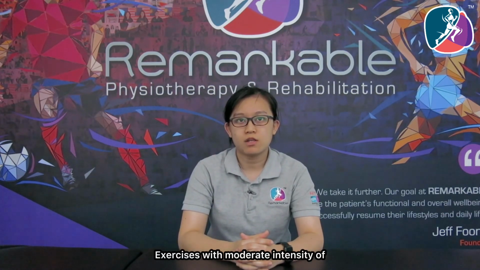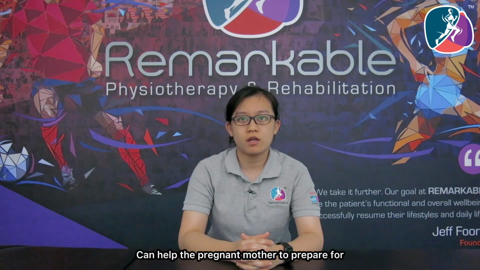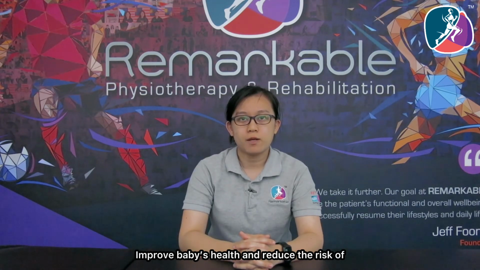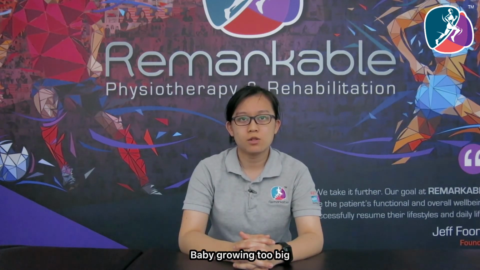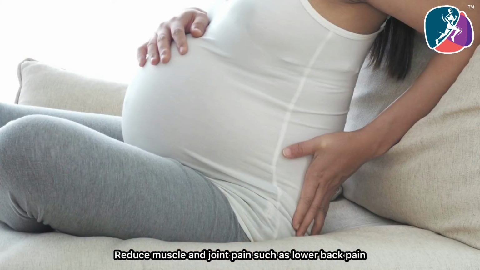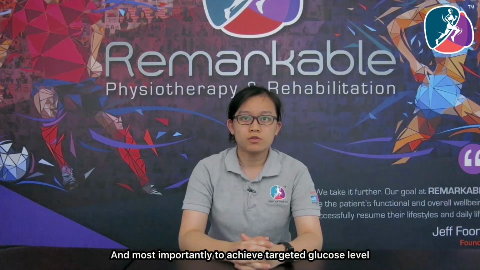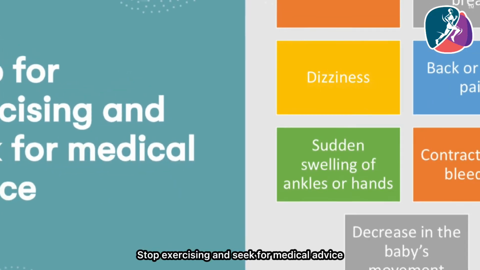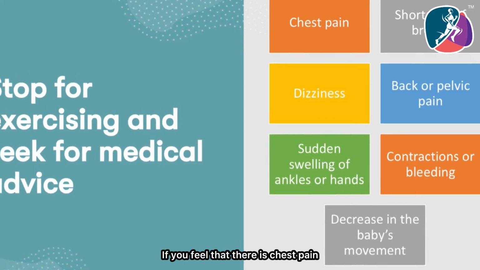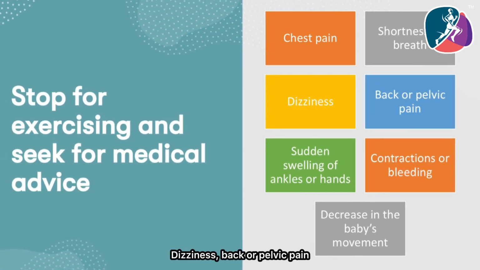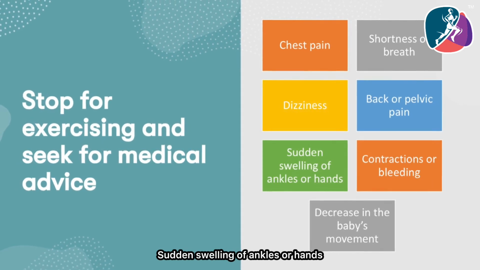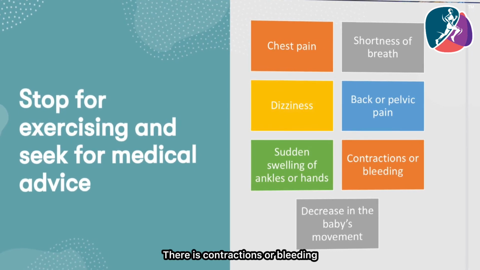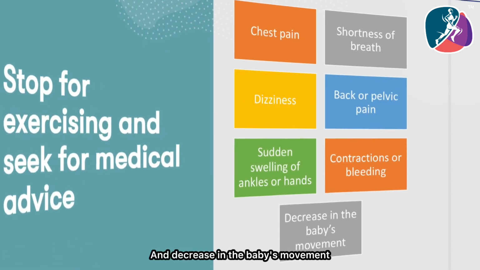Exercise with moderate intensity of 30 to 60 minutes per session can help the pregnant mother prepare for the birth of the baby, improve the baby's health, and reduce the risk of the baby growing too big. It can also reduce muscle and joint pain such as lower back pain, and most importantly help achieve the targeted glucose level. Stop exercising and seek medical advice if you feel chest pain, shortness of breath, dizziness, back or pelvic pain, or sudden swelling of the ankles or hands. In the worst case, the pregnant mother may feel contractions or bleeding, or a decrease in the baby's movement.